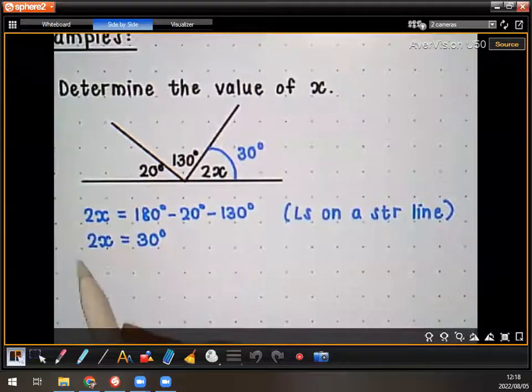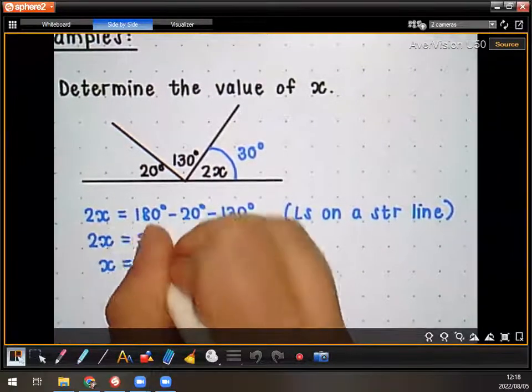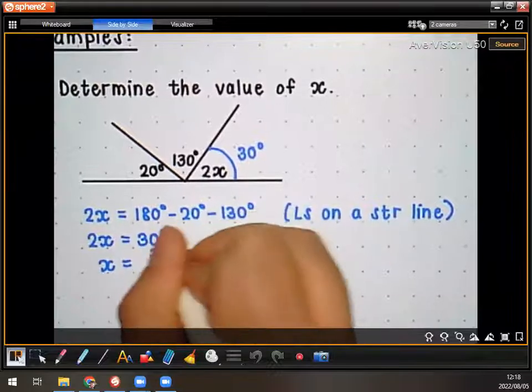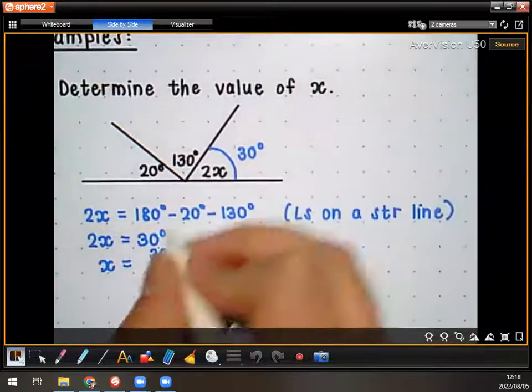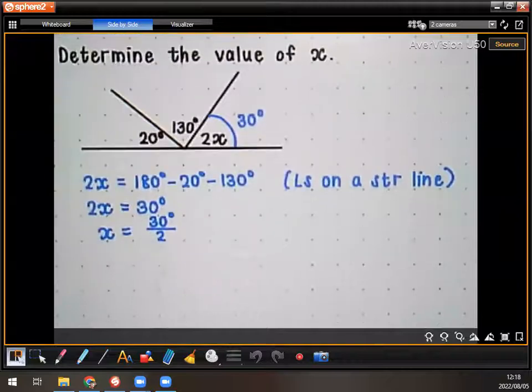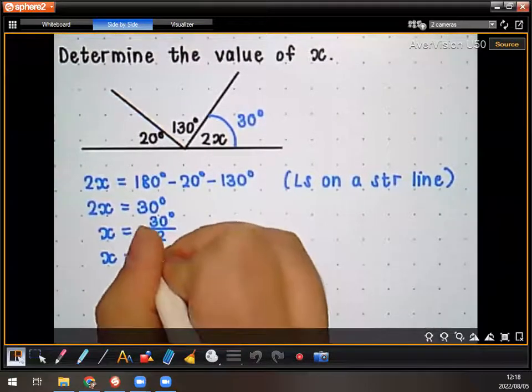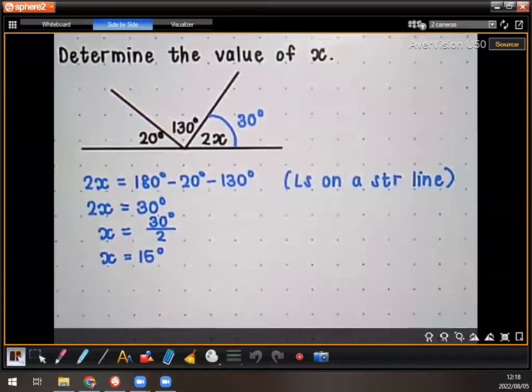Now what am I doing with this 2 on this side? Multiplying. When I get rid of it, the opposite of multiplying by 2 is dividing by 2. So now x is going to be 30 degrees divided by 2. You can write it over 2 or using the division symbol. So what is my x value? 15 degrees.